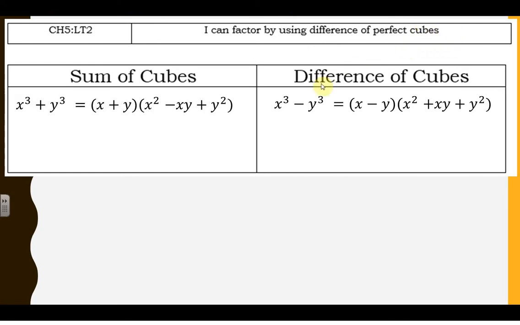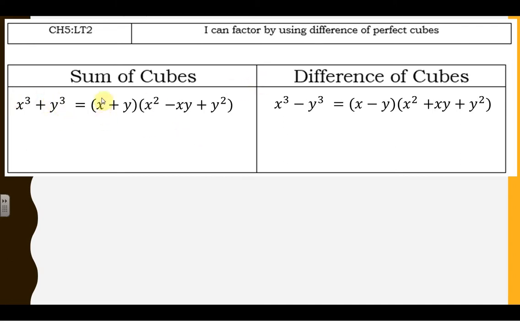Now, this can do sum of cubes and difference of cubes. Notice you have two different rules, okay? All this is saying is that you have two cubed things. Remember, coefficients can be cubed too, like 8. 2 cubed is 8.